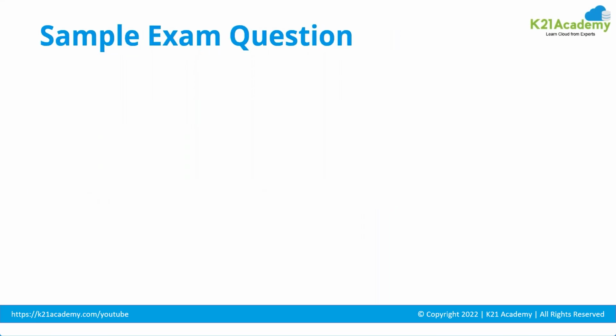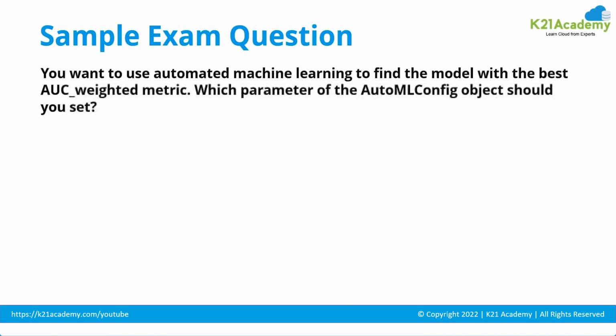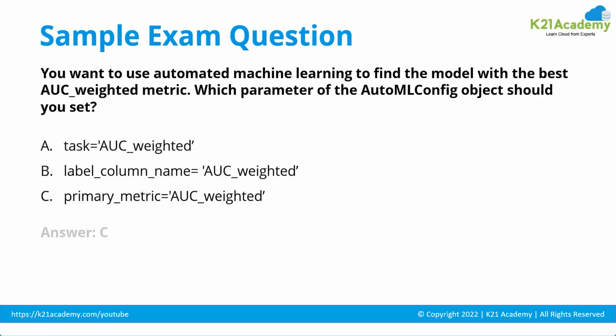All right. So let's take a sample question. Let's see this question. You want to use automated ML to find the model with the best AUC weighted metric. Which parameter of the AutoMLConfig object should you set? Okay, it is C. All right, so that was an obvious answer. One approach here is you can eliminate the ones that are not relevant, then you will naturally land on the correct one. Okay, good.